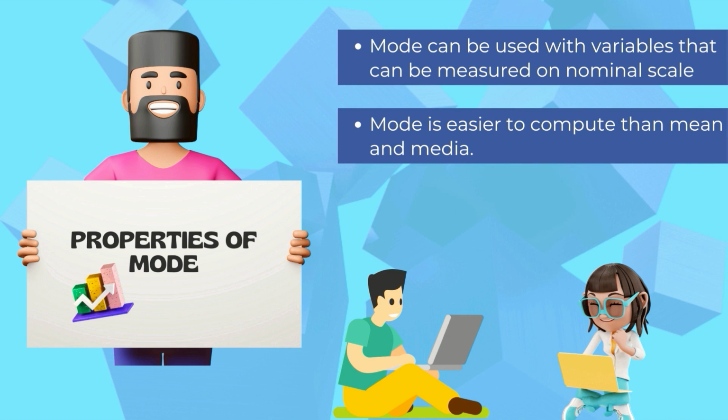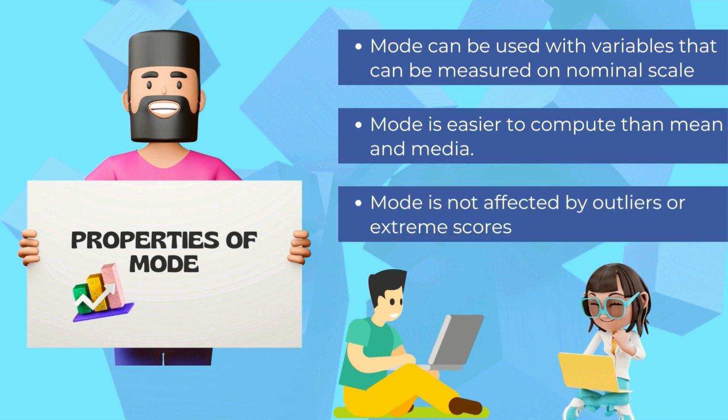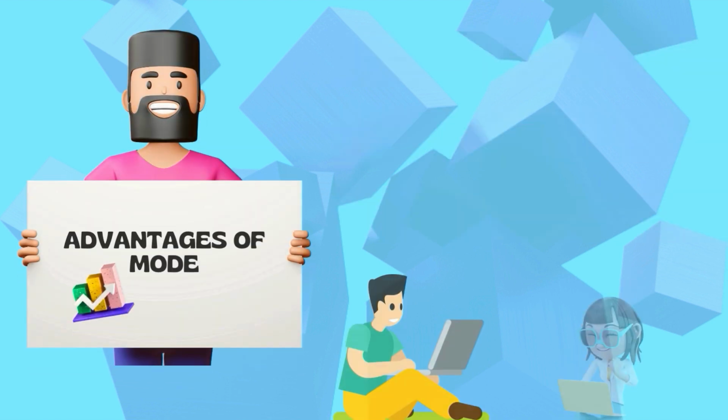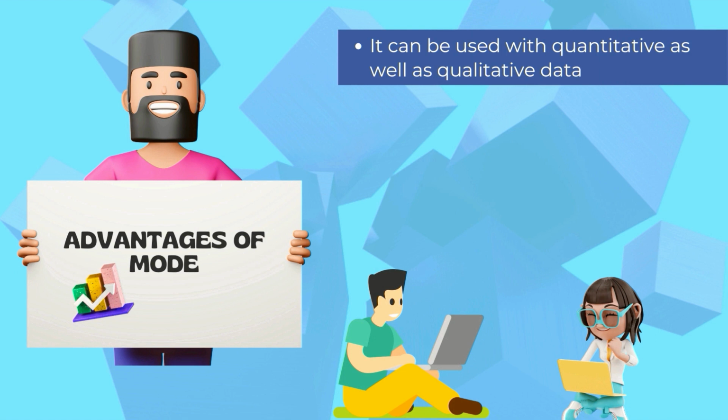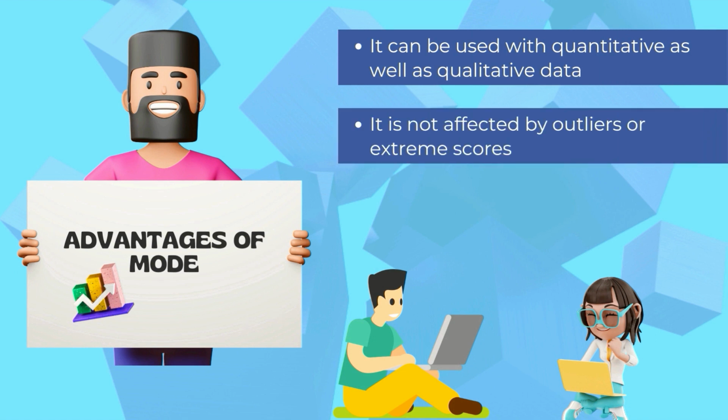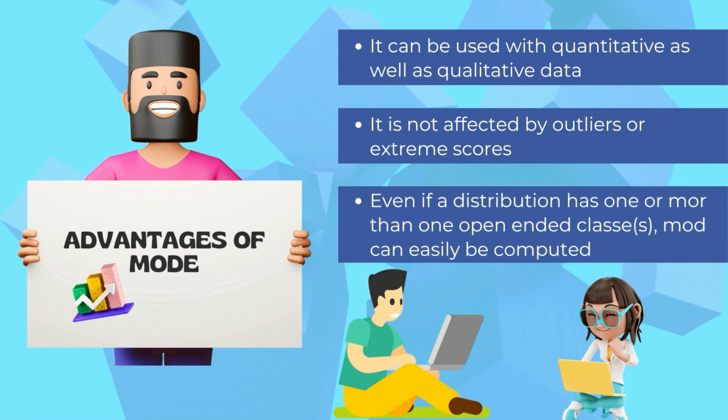The mode is easier to compute than the mean and median. If we compare the easiness, then definitely the mode is easier. The mode is not affected by outliers or extreme scores, similar to the median. As far as the advantages are concerned, it can be used for qualitative as well as quantitative data. So this is a major advantage. Even if the distribution has one or more open-ended classes, the mode can be easily computed. You will see this in your calculation as well.